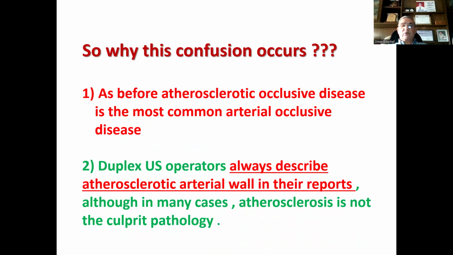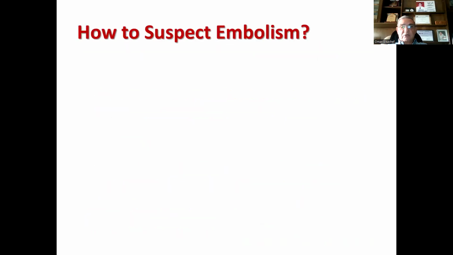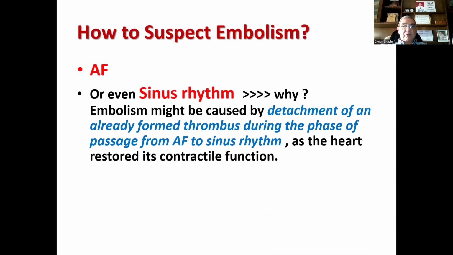So why does this confusion occur? Because atherosclerotic occlusive disease is the most common arterial disease. Duplex ultrasound operators always describe atherosclerotic arterial wall in their report, although in many cases atherosclerosis is not the culprit pathology. How to suspect embolism? By the presence of AF, but even with sinus rhythm.